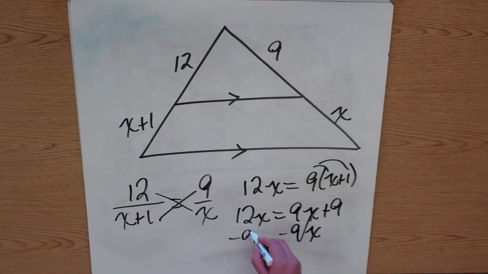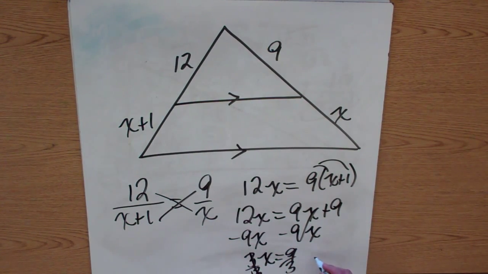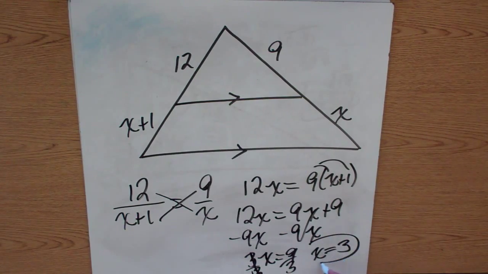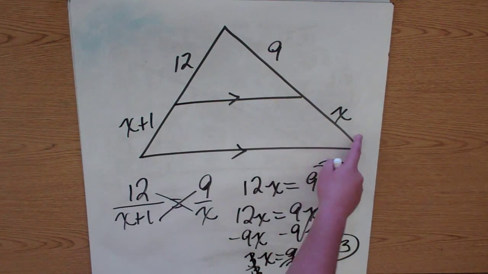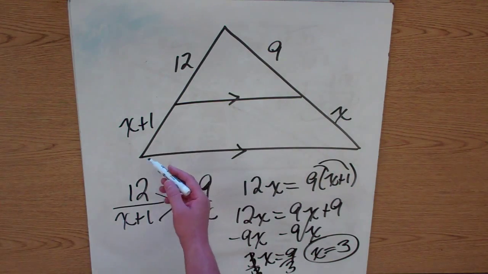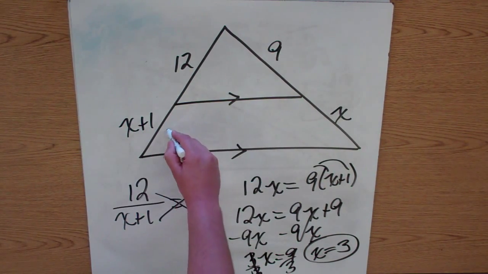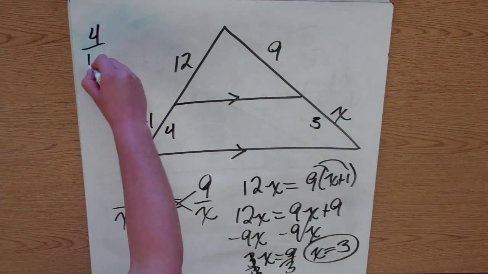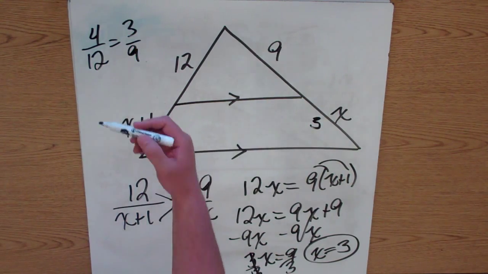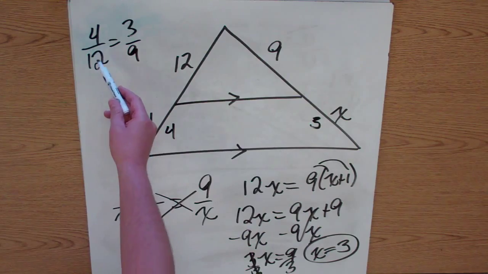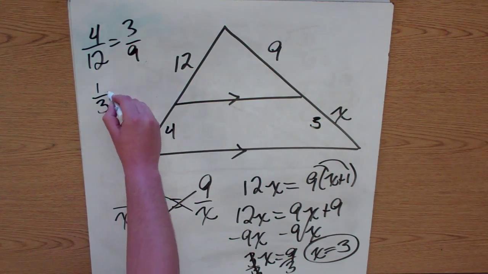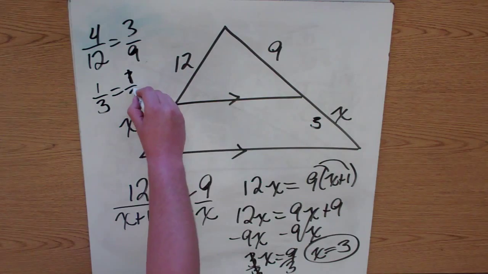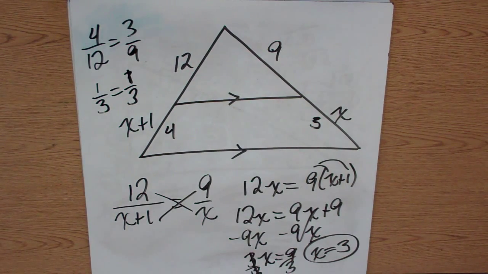Subtract the 9x from both sides. 3x equals 9. Divide both sides by 3. x equals 3. Now, if we want to find out what these side lengths are, we just substitute in 3 for x. So 3 plus 1 would be 4, and this would be 3. Now, if you look at the ratio, 4 over 12 equals 3 over 9. It does, because you can pull a 4 out of both of these and get 1/3, and you can pull a 3 out of both of these and also get 1/3. So as you can see, it holds true.